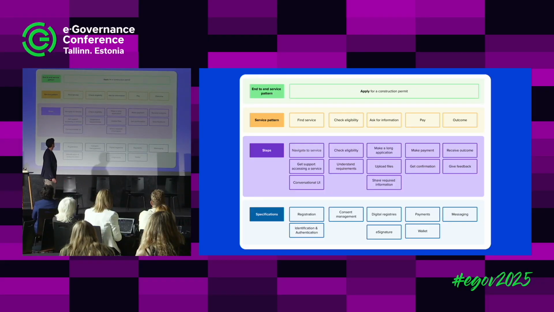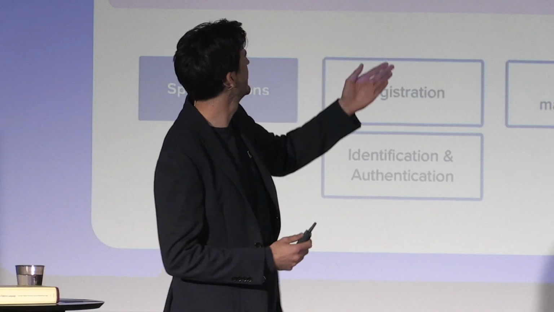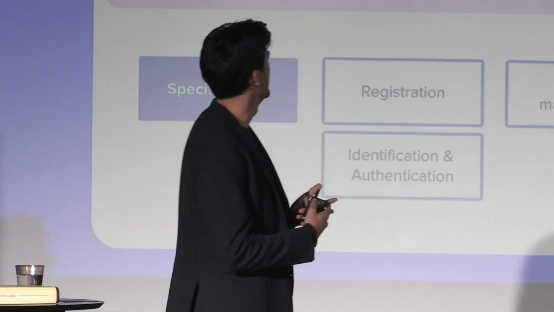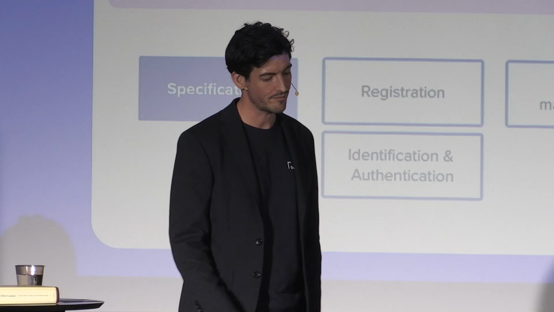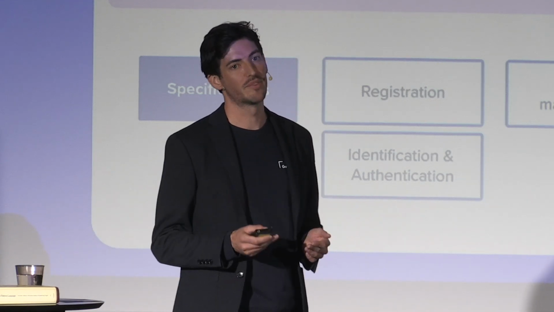So how are we thinking about service patterns? Well, at the top level, we have an end-to-end service, for example, apply for a business license, pay for parking fees, or apply for the construction permit, which was our use case. The layer that we're most focused on, though, is the service pattern layer. It's find, check, ask for information. And each of these patterns are made up of steps.